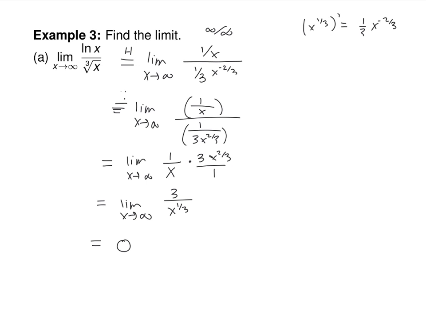I think this is going to be 0 now. Because as x gets large, x to the 1/3 also gets large, right? 3 divided by a large number gets close to 0. Does that make sense? Okay. So watch out for little bits of algebra that could occur, okay?